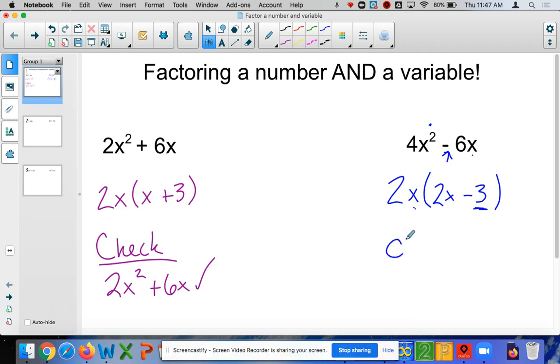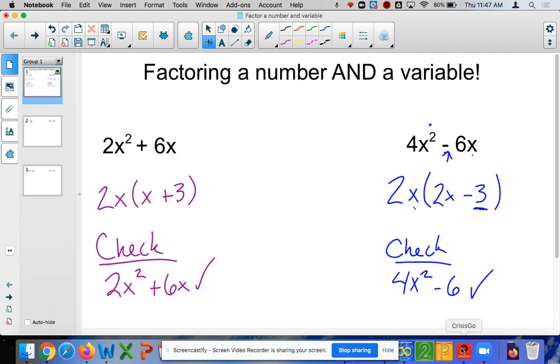And maybe we'll check down here just to make sure. And again, do you have to check every time? No. Does it help? Certainly does. 2x times 2x, that gets you 4x squared. Okay, we're looking good so far. 2x times negative 3 does get you negative 6x, exactly where we started. So we're good. So that's factoring a number and a variable.